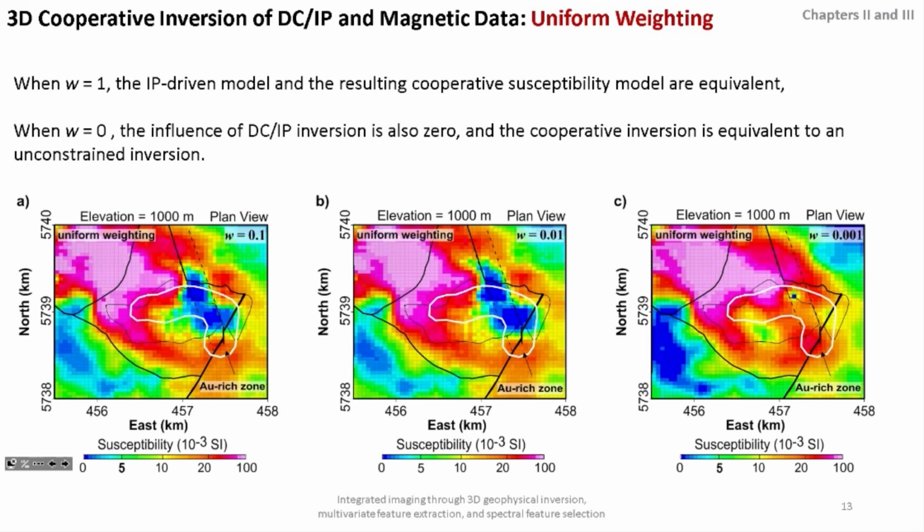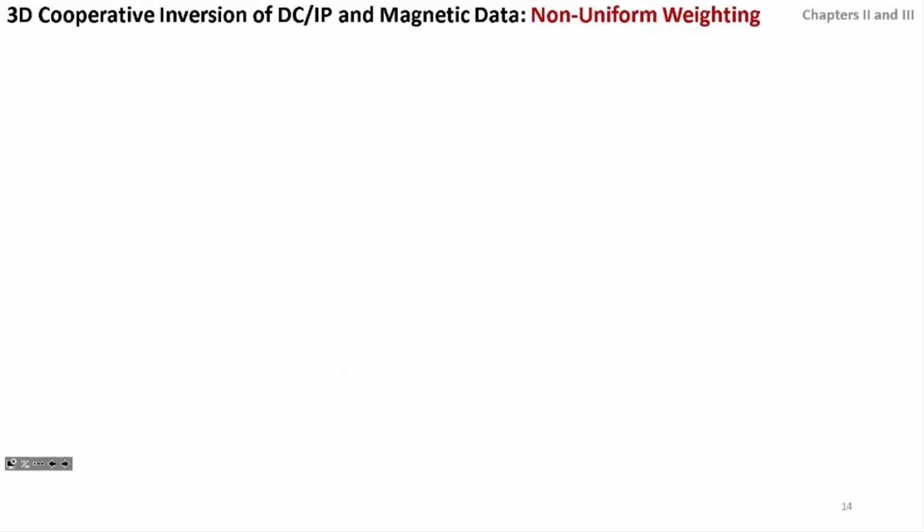When W is equal to 0, the influence of DC-IP inversion is also 0, and the cooperative inversion is equivalent to an unconstrained inversion. Updating the global weight doesn't actually reveal low susceptibilities of the porphyritic intrusions and felsic volcanic rocks, the host rock of mineralization. Therefore, we incorporated a more realistic weighting method.